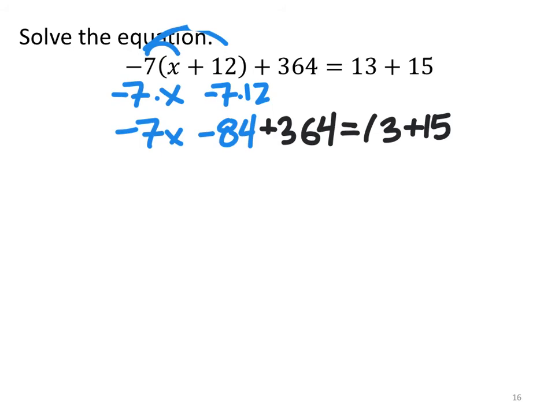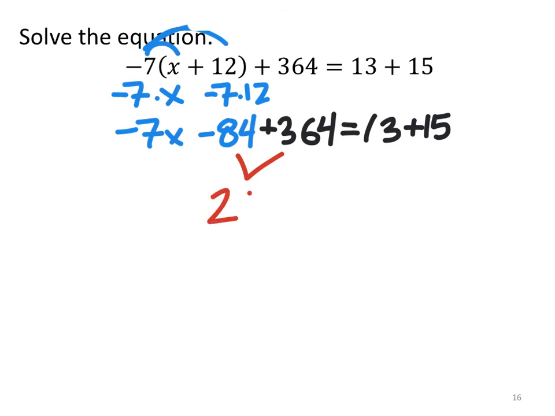So whatever equation you see, you should always be looking to distribute first, almost kind of as an order of operations thing, because it is multiplication before we look to add or subtract, which is how we combine like terms. So I did the distribution on that, and I've simplified this now to negative 7x minus 84 plus 364 equals 13 plus 15. But I got like terms that I can combine, right? Like this negative 84 plus 364. So what the heck is that? Negative 84 plus 364, 280.